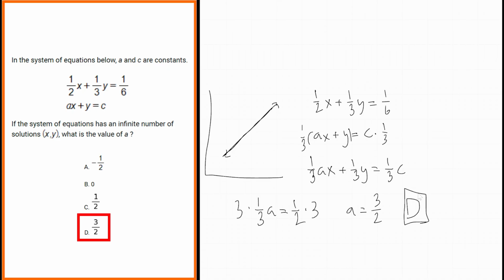So option number D is our final answer, and once again, this is a problem that might seem difficult at first, but it is really very simple. We're trying to find infinitely many solutions, which means we're trying to find the values that make these lines the same. As long as we can set our y terms equal to each other, we can then just find the value of A, which will make this x coefficient equal to this x coefficient, solve for that, and get D.